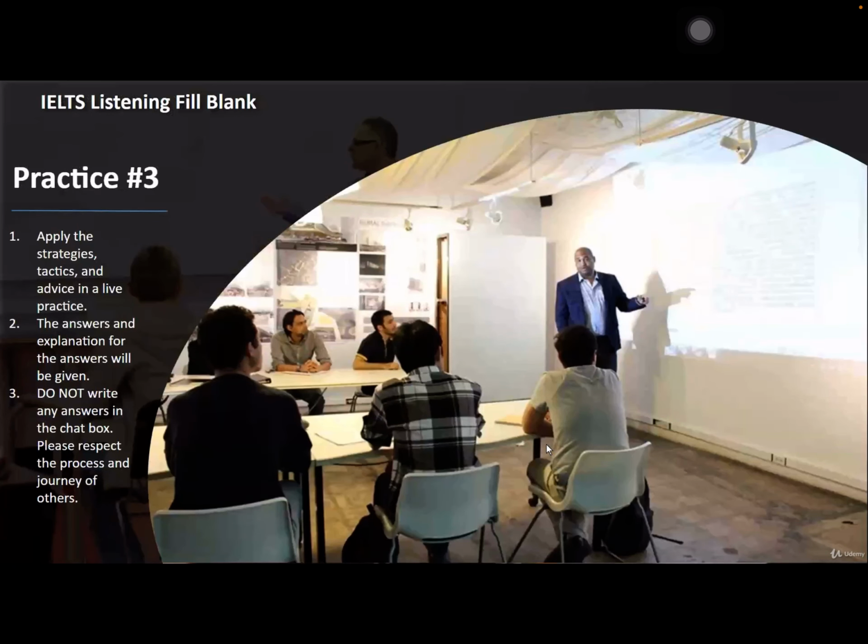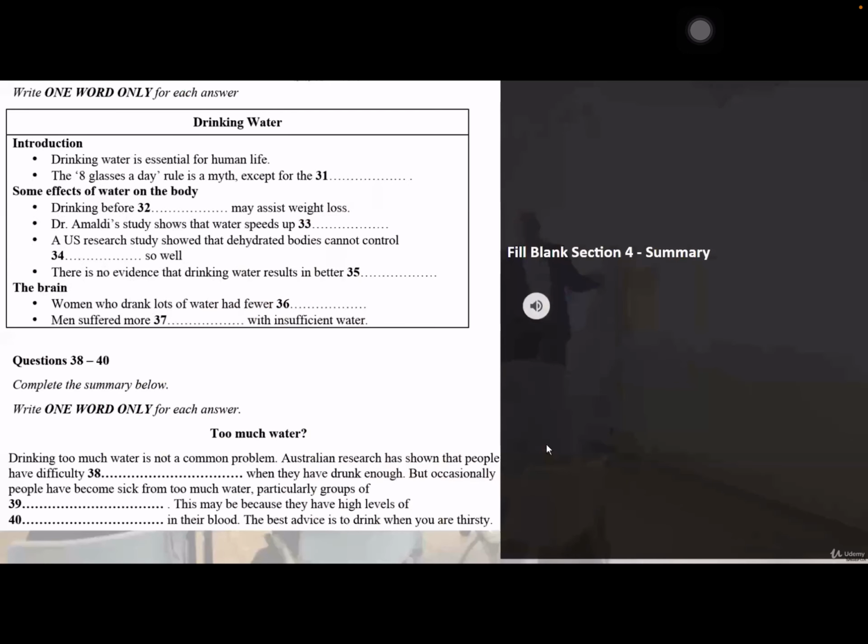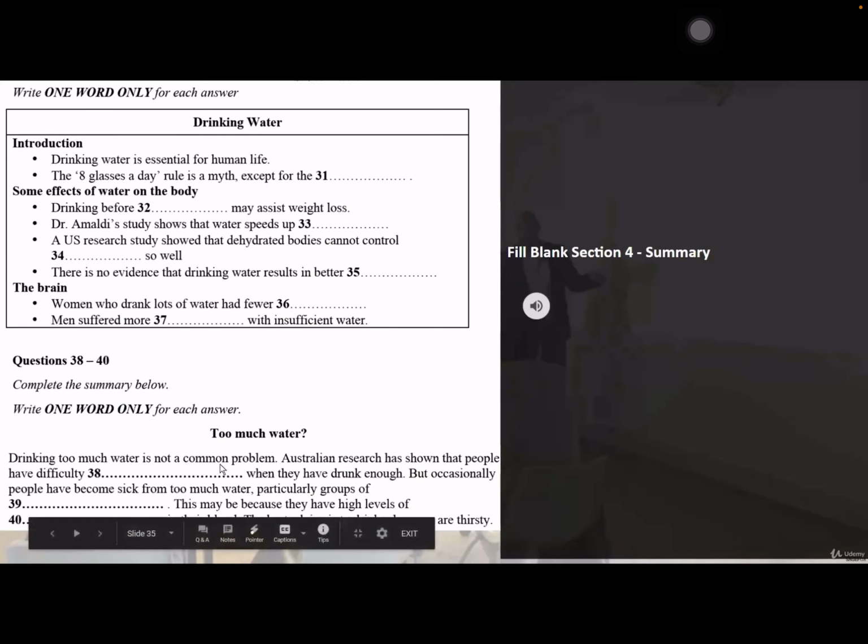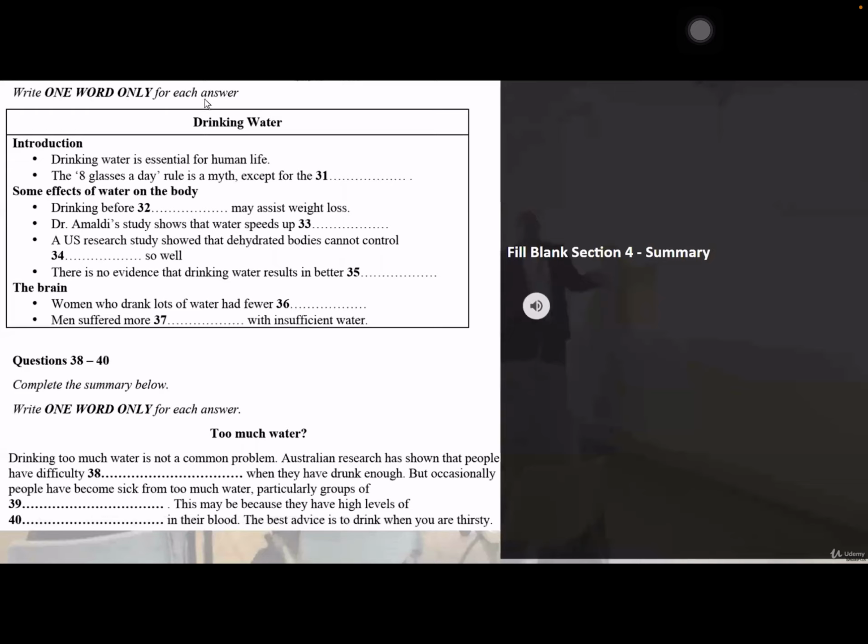All right, let's go to practice number 3. So for practice number 3, we're going to be listening to fill-the-blank questions, the standard fill-the-blank questions, and we're listening to a summary fill-the-blank questions. Let me say in advance that it says write 1 word only for each answer. Write 1 word only for each answer. You should always read the directions. Write 1 word only. Okay?